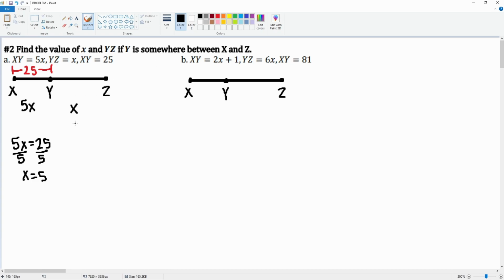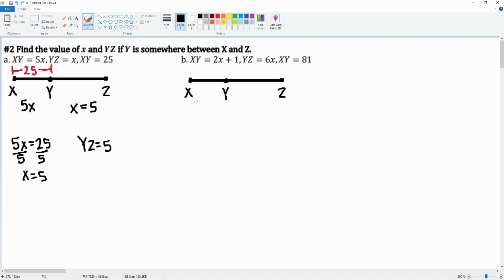Now we want to know what the yz value is. Okay, so the yz value, oh, in this case, it's just x. So we can say it's just 5. So yz is just 5 here.